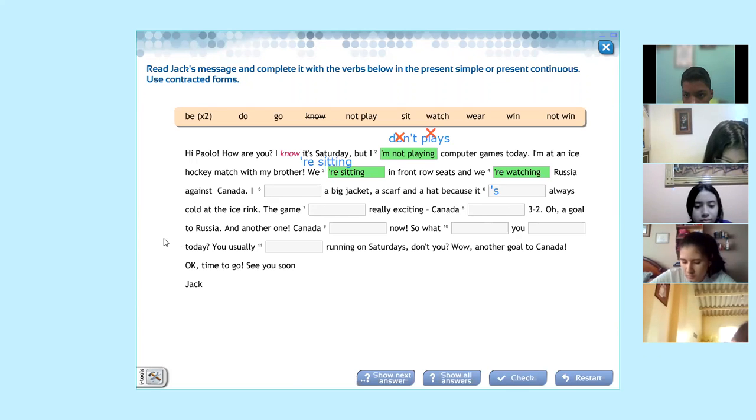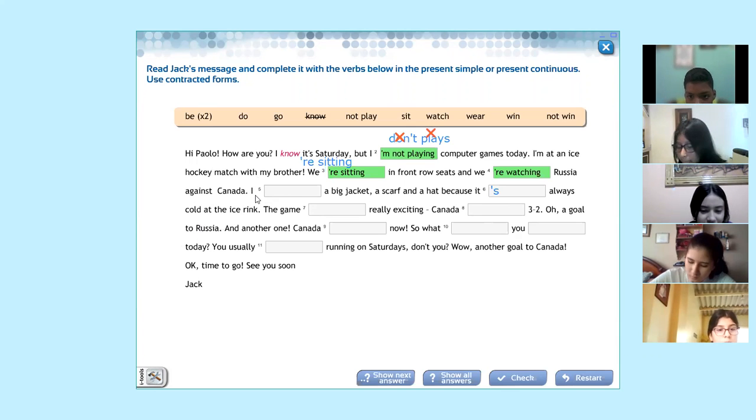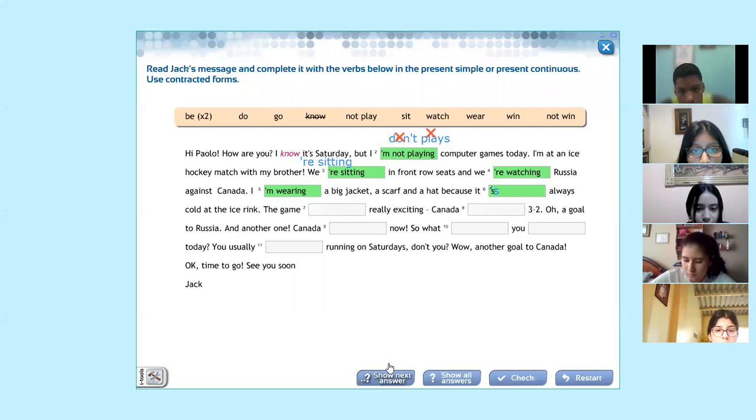Romina Santos, continue. Number 5. I am wearing a big jacket, a scarf, and a hat because it is always cold at the ice rink. Okay, very good. Thank you, Romina. Rafael Guijarro, continue.